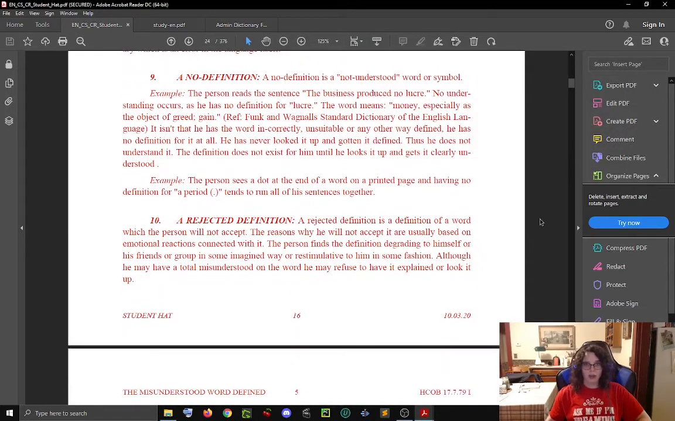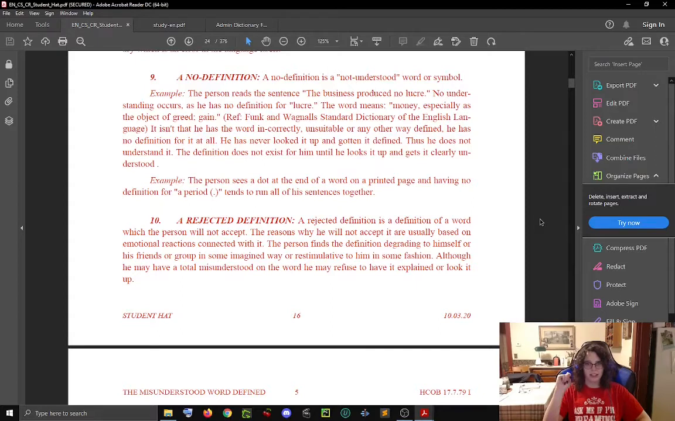Number 9, a no definition. A no definition is a not understood word or symbol. Example, the person reads a sentence, "The business produced no lucre." No understanding occurs as he has no definition for lucre. The word means money, especially as the object of greed or gain.